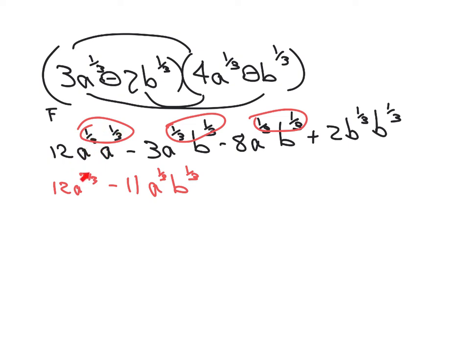The key thing is over here, I had a times a, so I added the exponents and got 2/3. Here I have a to the 1/3, a to the 1/3, but I'm subtracting. If I'm adding or subtracting, I do nothing with the exponents. I just add or subtract the numbers. So I'm over here. These are multiplied, so I'm going to add the exponents there. And we're done with that.